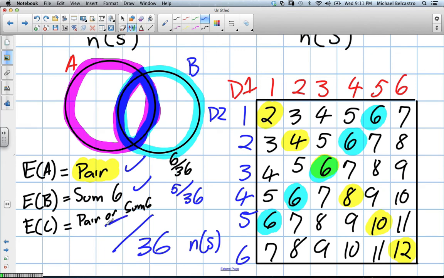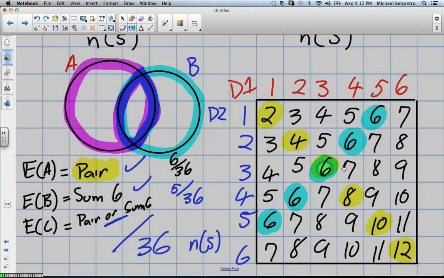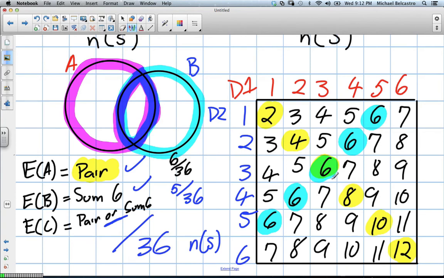Now the last one says or. Okay, a pair or a sum of 6. So that one where we've kind of double highlighted, this is the AND option. So in our OR, we actually have to get rid of the AND option. Counting becomes simple. Or what that means is I'm looking for A, so these options here, or these options here, but I'm not including this one here because that's when both happen. And we don't want when both happen. It's either one or the other.